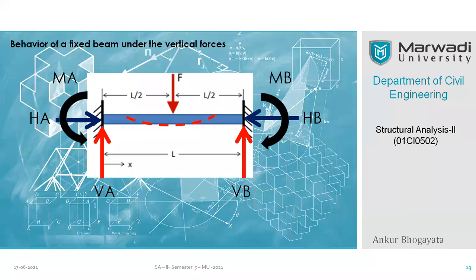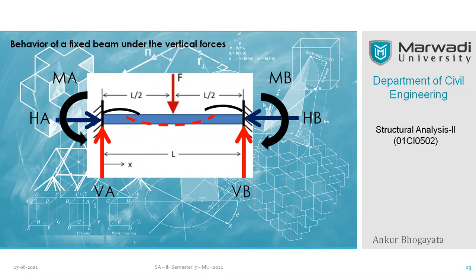So the fixed beam combines two types of bending. This is the sagging moment, which takes place in the center part of the beam under the force, and these two are the negative moments, which are developed near the support. This is the special behavior of a fixed beam: you have a combination of sagging as well as hogging. Hogging takes place near the support and sagging takes place within the span.